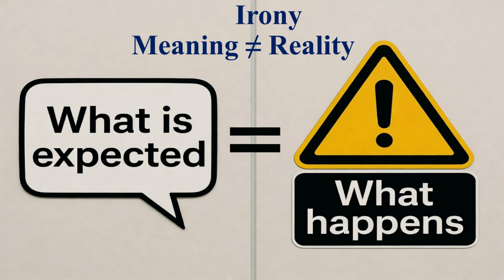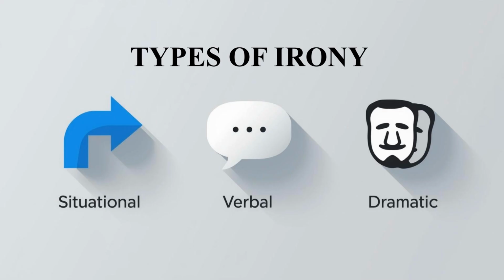Irony occurs when there is a contrast between what is said or expected and what actually happens or is meant. In simple terms, irony highlights a gap between appearance and reality. Irony appears in several forms such as verbal irony, dramatic irony, and situational irony. For clarity, we'll focus on common everyday examples.